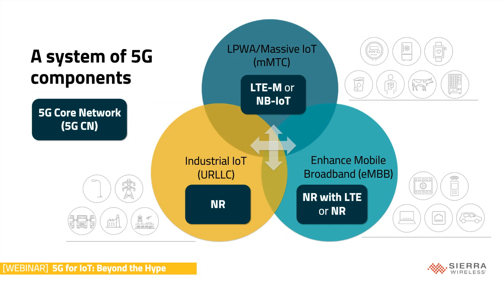And we also have a new 5G core network. So those are your components. So, for example, if the 5G system is designed to support LPWA massive IoT use case, then the 5G system must deploy LTM or NB-IoT. And this is because there is no support for that use case, the massive IoT use case, in NR or LTE. But, for example, if the 5G system wanted to support eMBB, well, then it must deploy NR with LTE, which is also called the non-standalone 5G, or NR alone, also called standalone 5G.